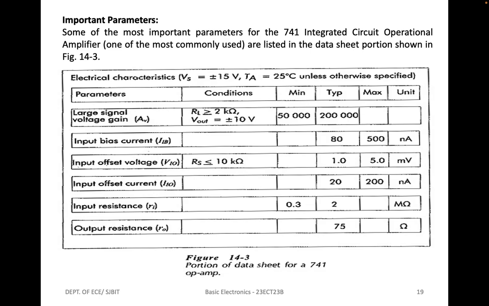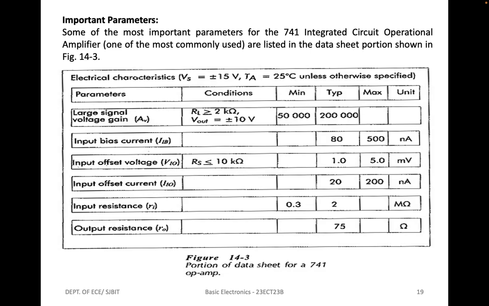This means that a signal applied as a voltage difference between the two input terminals is amplified by a factor of at least 50,000. The typical amplification is 200,000 and the maximum amplification can be considerably greater. This is similar to the situation with the HFE of a BJT, where the manufacturer specifies minimum, typical and maximum values.